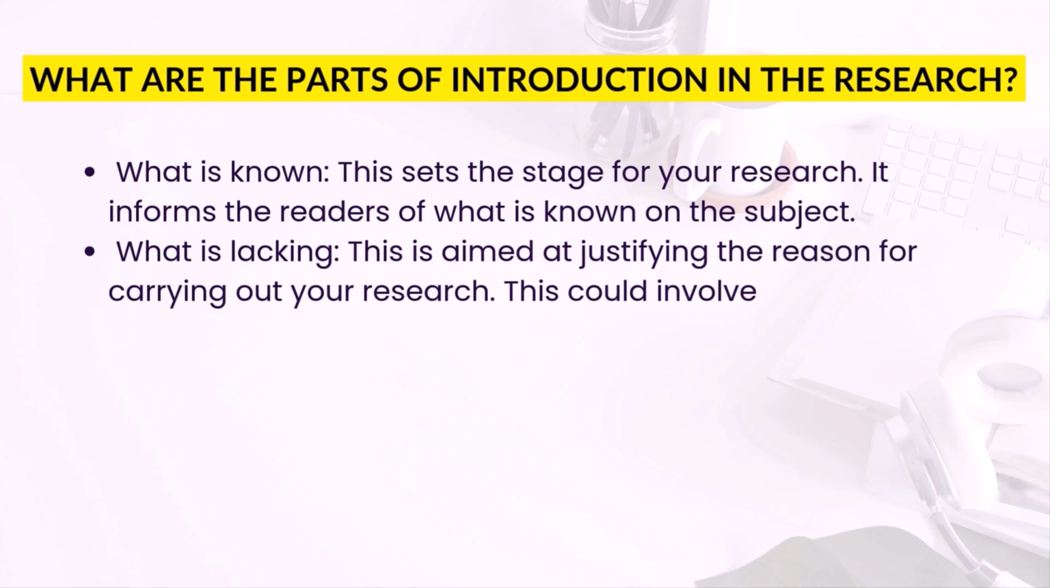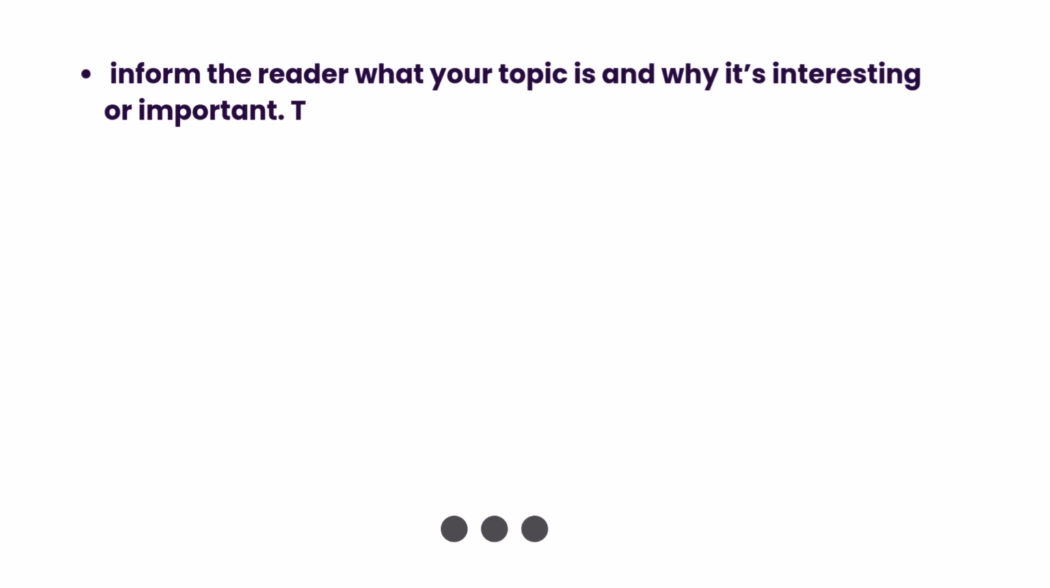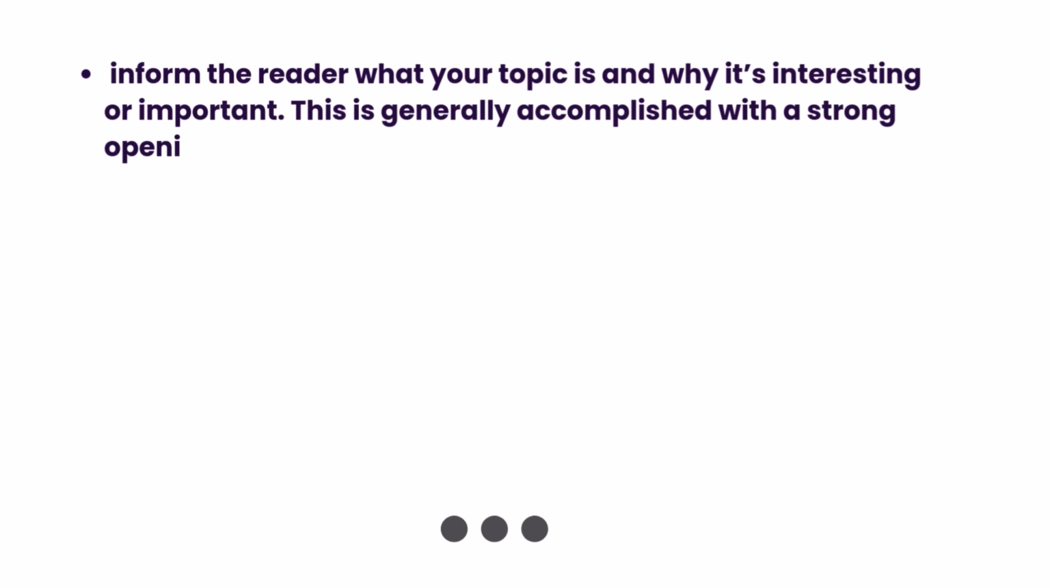Now, going to the main topic, how to write a research paper introduction. The first step in writing the research paper introduction is to inform the reader what your topic is and why it's interesting or important. This is generally accomplished with a strong opening statement. The second step involves establishing the kinds of research that have been done and ending with limitations or gaps in the research that you intend to address.